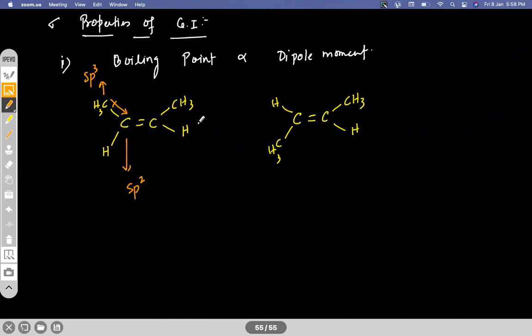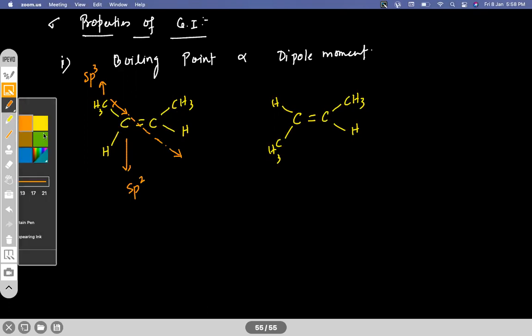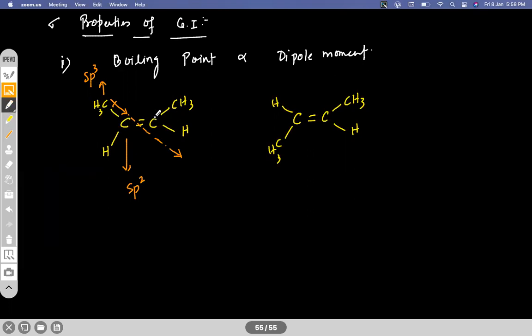Right? From positive to negative. So basically it is in this direction. Dipole moment, okay? If you talk about the second part, the right side of it, it is like this. Again, it is sp2, sp3. So dipole moment is like this, in this direction.